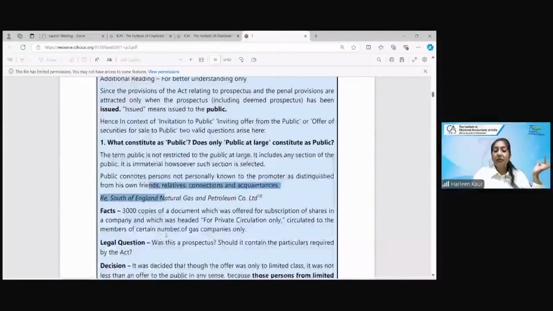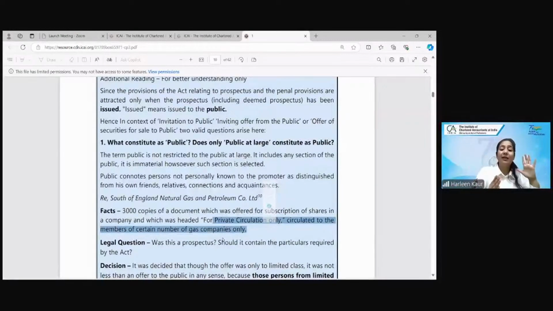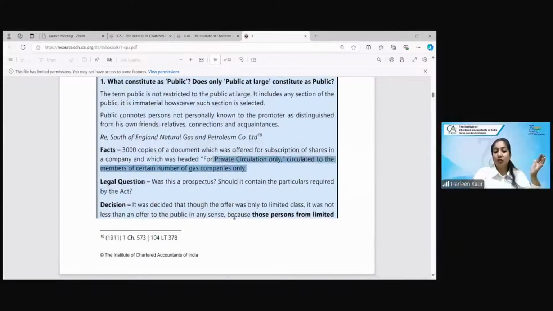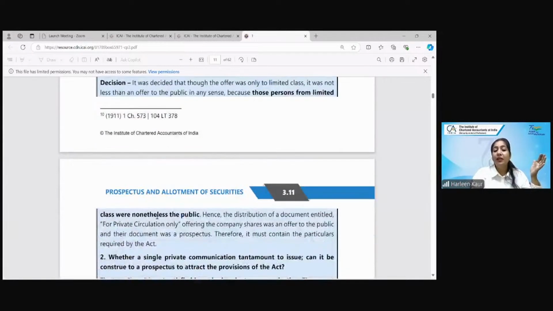So, if you have written 3,000 copies which were offered for subscription and headed private circulation only, it was given only to a certain number of gas companies. So you have to clarify whether you are going to the public at large. If you have written private circulation only, that means it is strictly private and confidential. Then you are giving to a selected group of people. It can be a private placement. So here the decision was taken that the offer was to a limited class. It was not less offered to the public because those persons from the limited class were not less than the public. So here the words private circulation mean an offer to the public only, and this was a deemed prospectus.